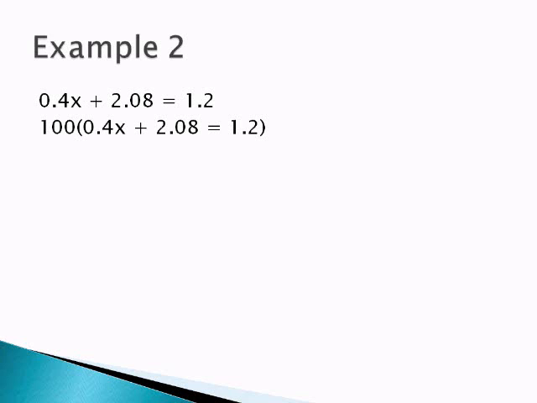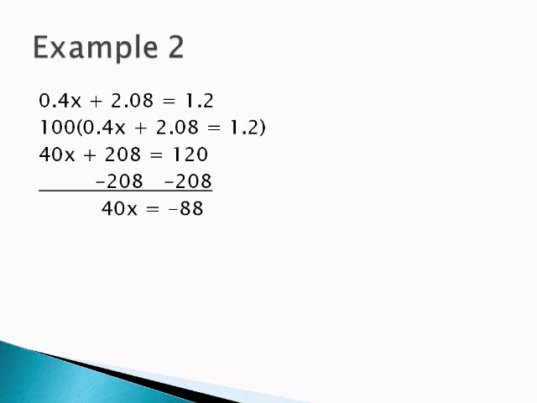Very important we multiply on both sides of the equation to always maintain that balance. 0.4 times 100 is 40. 2.08 becomes 208. And 1.2 becomes 120. Now this solves exactly like yesterday's assignment. First thing we get rid of, working backwards through order of operations, is any adding and subtracting. Get rid of that plus 208 by subtracting 208. And finally, to get rid of 40 times x, we divide by 40. x equals negative 2.2.